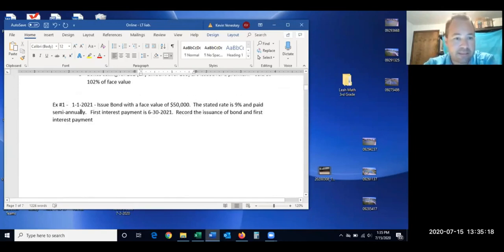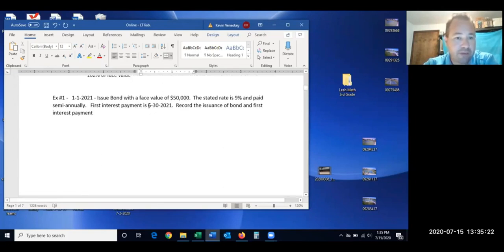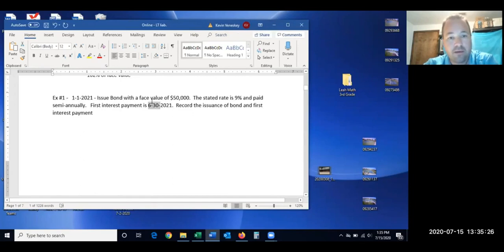And it tells us that the bond is paid semi-annually, and the first interest payment is in 6 months because we sold it on 1/1. First is June 30th. And it says here, record the issuance of the bond and the first interest payment. It doesn't tell us how long the bond is because in this problem it doesn't really matter, since there's nothing to calculate. We don't need to calculate full interest payments or anything like that.